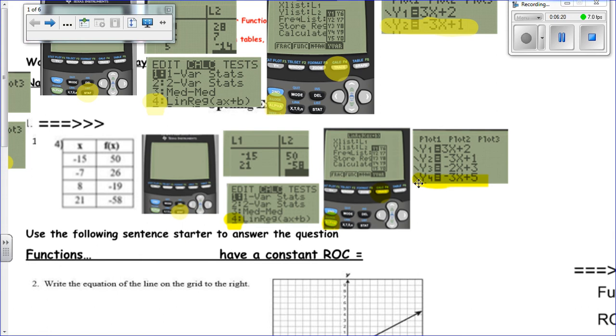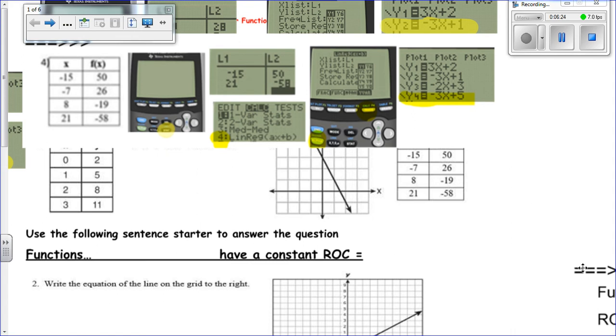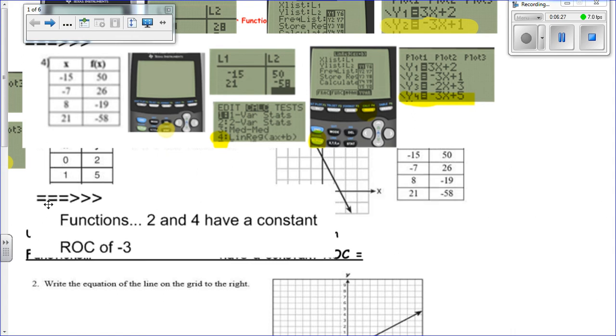Is that what I'm looking for? Yes, it is. That's what I'm looking for. Okay, write it up. Functions 2 and 4 have a constant rate of change. Could this be on the test? Would this be on the test? It might. Let's keep going.